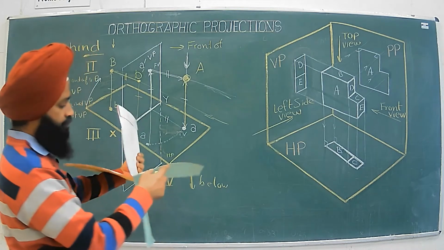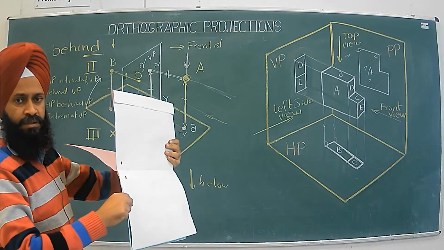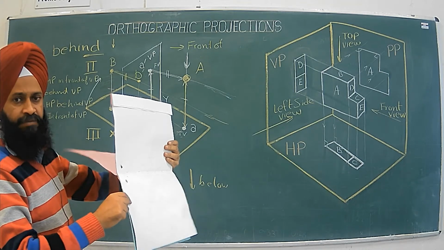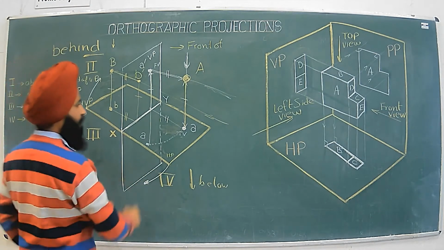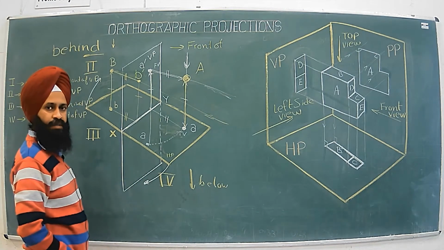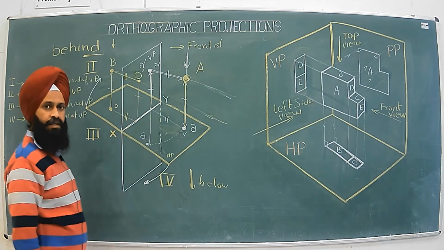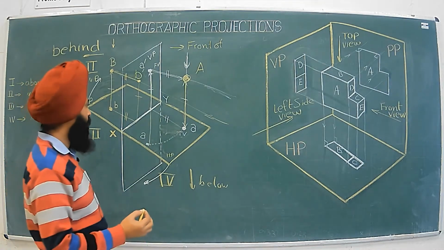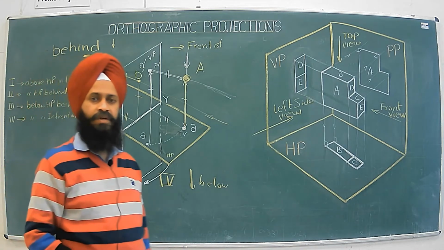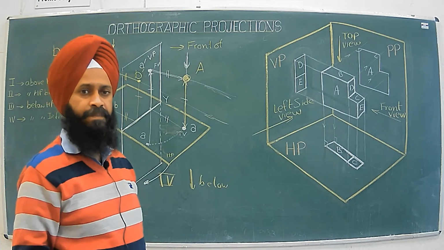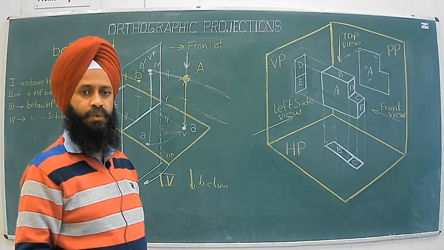In fourth quadrant, again this quadrant closes, and HP and VP overlap each other. So in the second and fourth quadrants, HP and VP overlap each other. In first and third, they open up, and they lie on the opposite sides of the xy line. Now from here we'll draw the relative position of HP and VP in two dimensions.